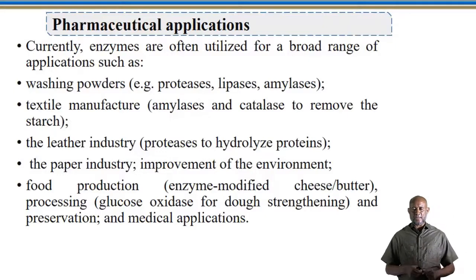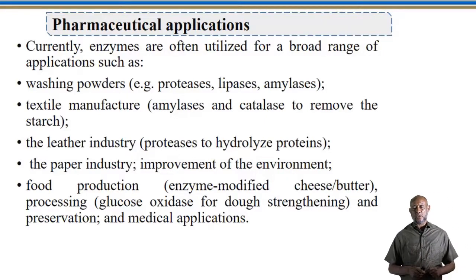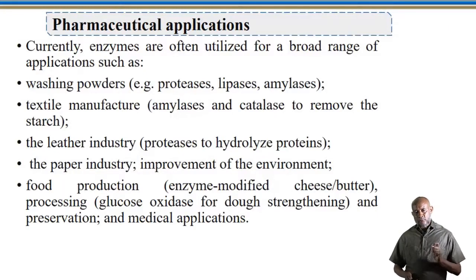The textile manufacturing industries are also using amylases and catalases to remove the starch. The leather industry uses protease to hydrolyze proteins from the leather. The paper industry also utilizes many enzymes, which in turn improves the environment. In food processing industries, for example, enzyme-modified cheese or butter processing, glucose oxidase for dough strengthening and preservation, and medical applications. All these are some of the applications of enzymes in industry.